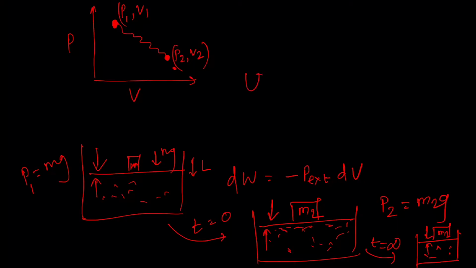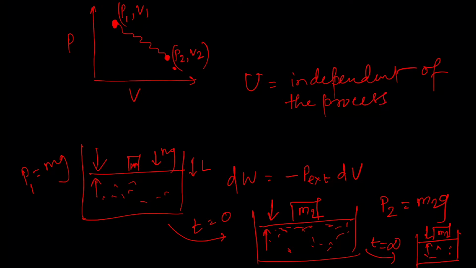The first property is that internal energy U is independent of how we do that, independent of the process, which means that given this initial and final point, we will know the change or difference between the internal energy of the initial point and final point. However, do you think that the work done will be the same every time when you go from state 1 to state 2?